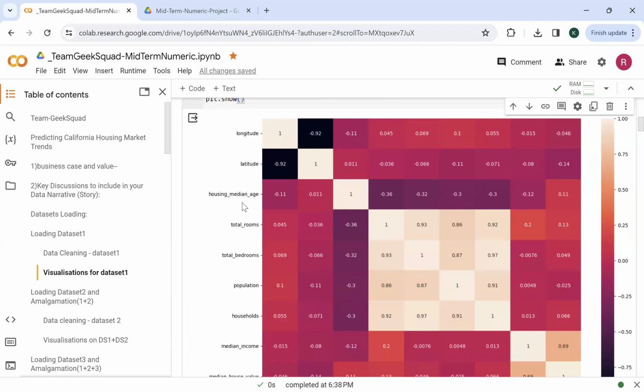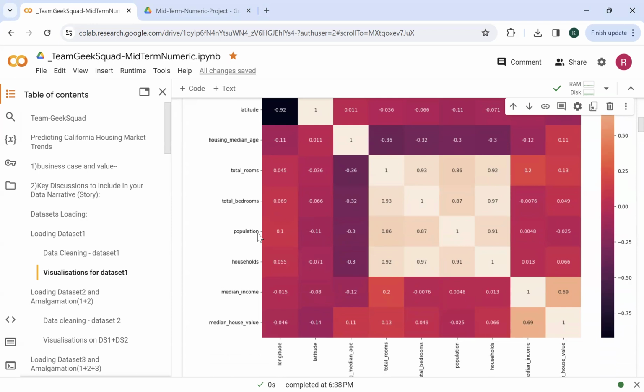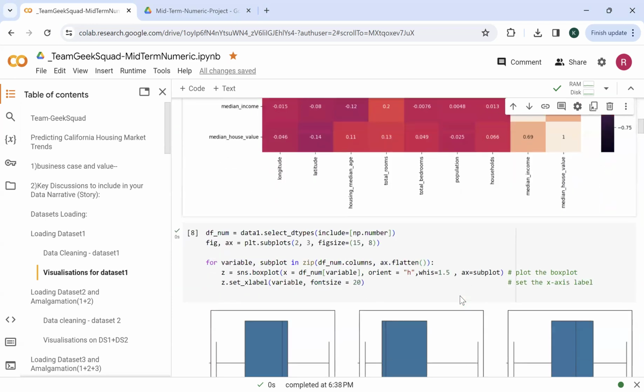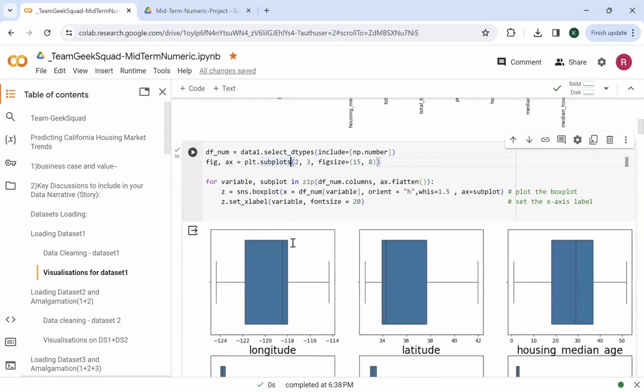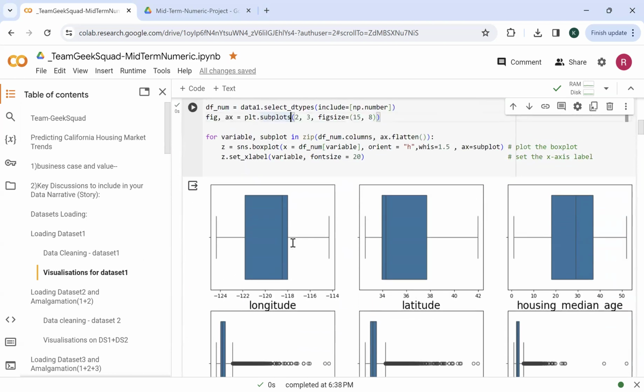If, for example, let's take the value of median income. The median income and the population are inversely related, so the correlation value is very low between them. And here are some of the box plots and histograms.